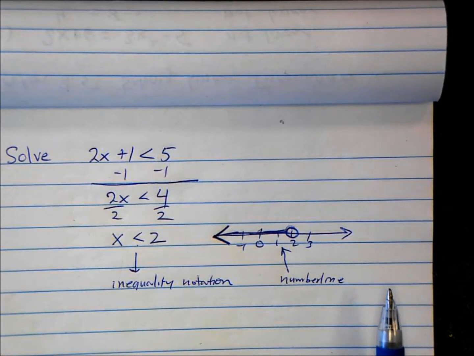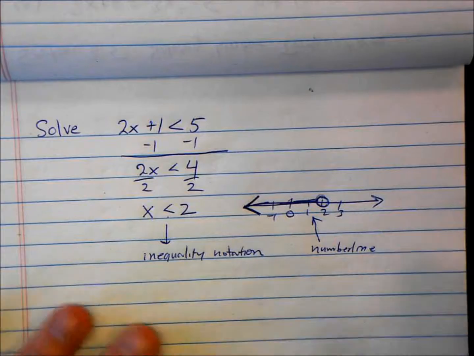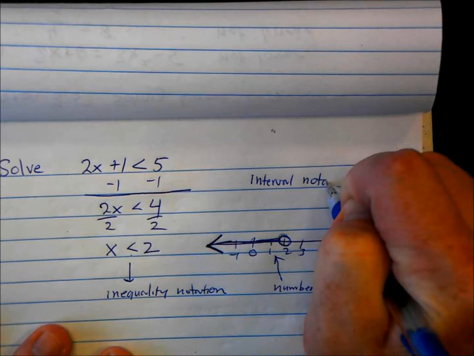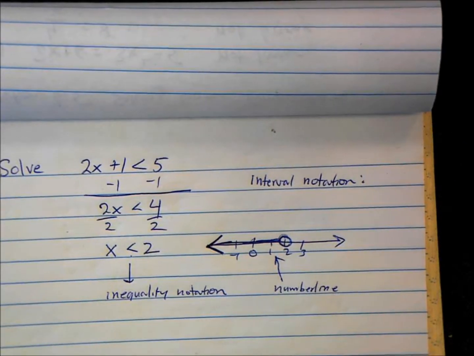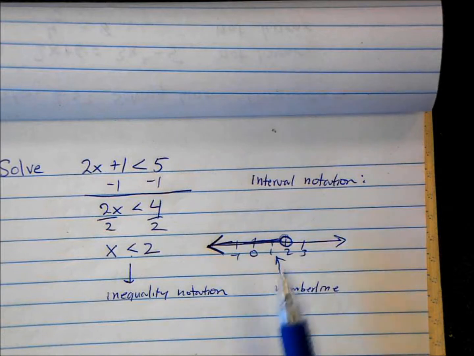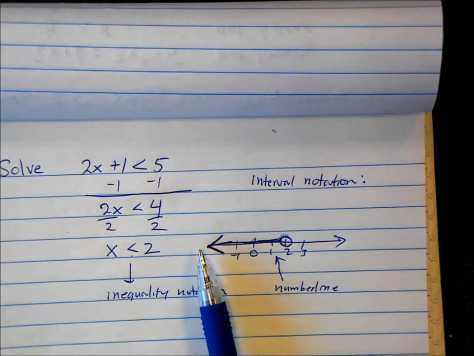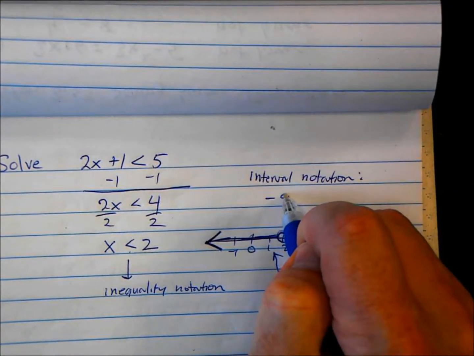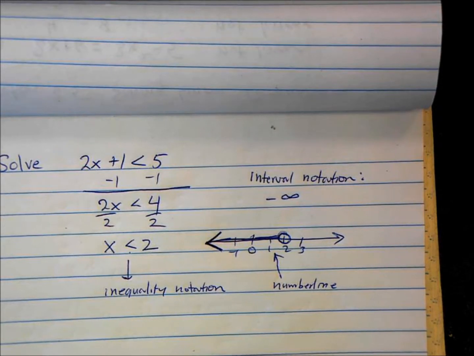And then there's a third way that you'll be asked to show your answer, and that's called interval notation. So I'll put that up here. And here's the way interval notation works. You take your answer and you put the smallest thing on the left. What's the smallest thing? How far to the left does this go? It goes as far as you want it to go. So what symbol do we write for go as far left as you ever want to go? Negative infinity is as far left as we can go. So there's the smallest thing. Put the smallest thing on the left. That's negative infinity.